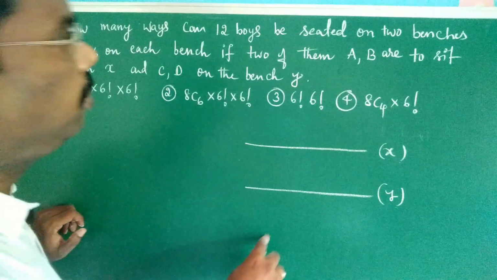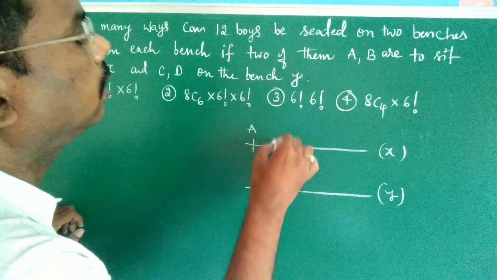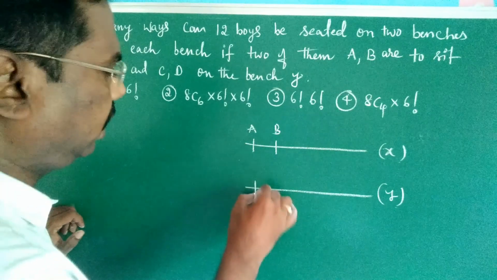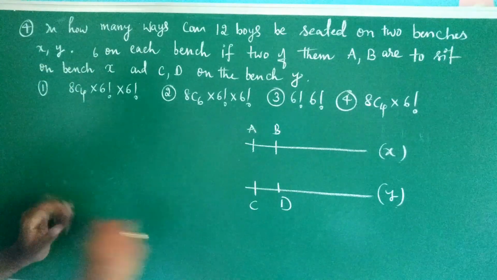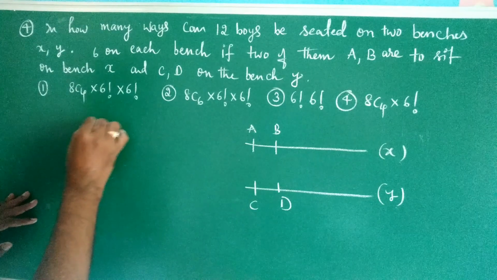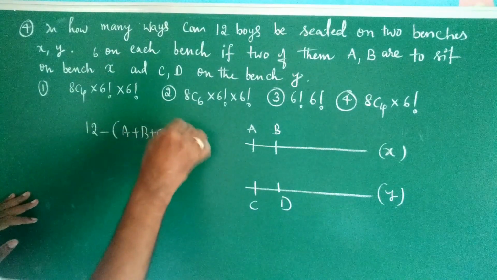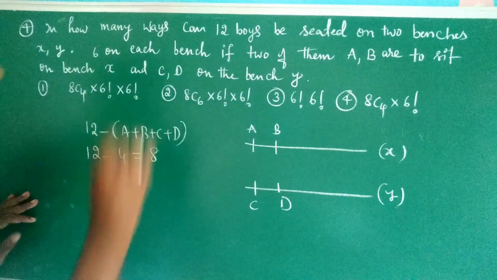Now here A and B sit on bench X. Now C and D sit on bench Y. Now here total 12 boys are there. Now 12 minus A plus B plus C plus D, that is 12 minus 4, is equal to 8.